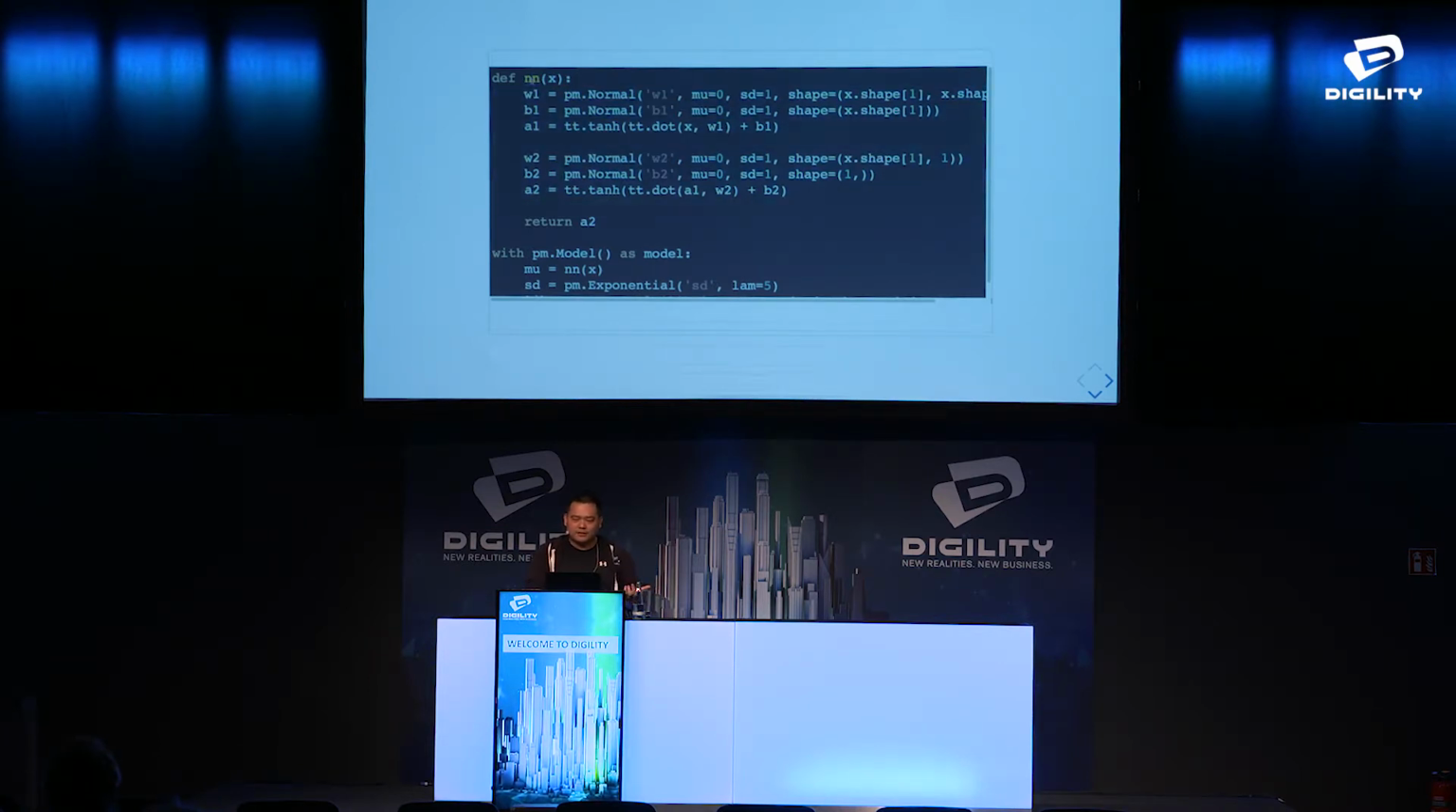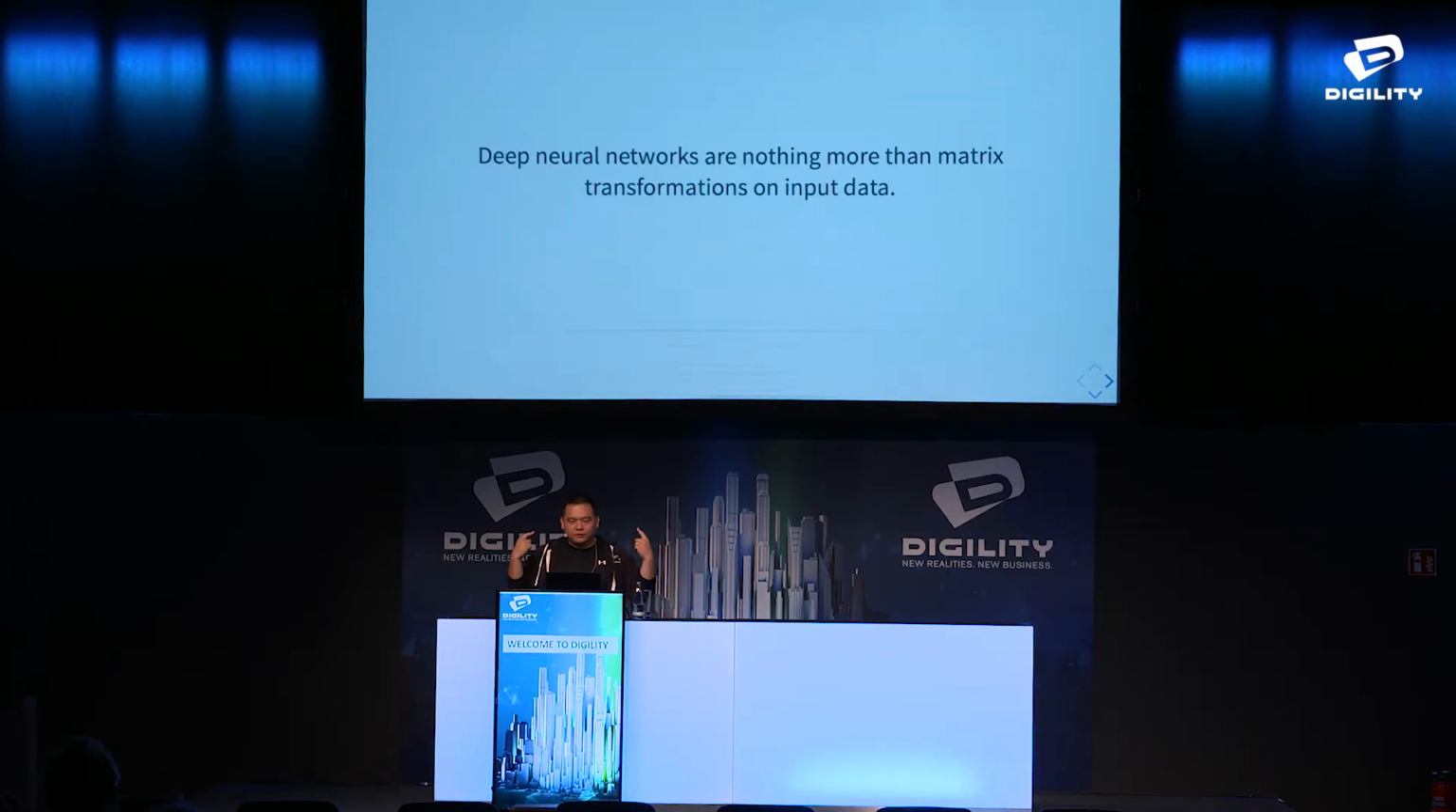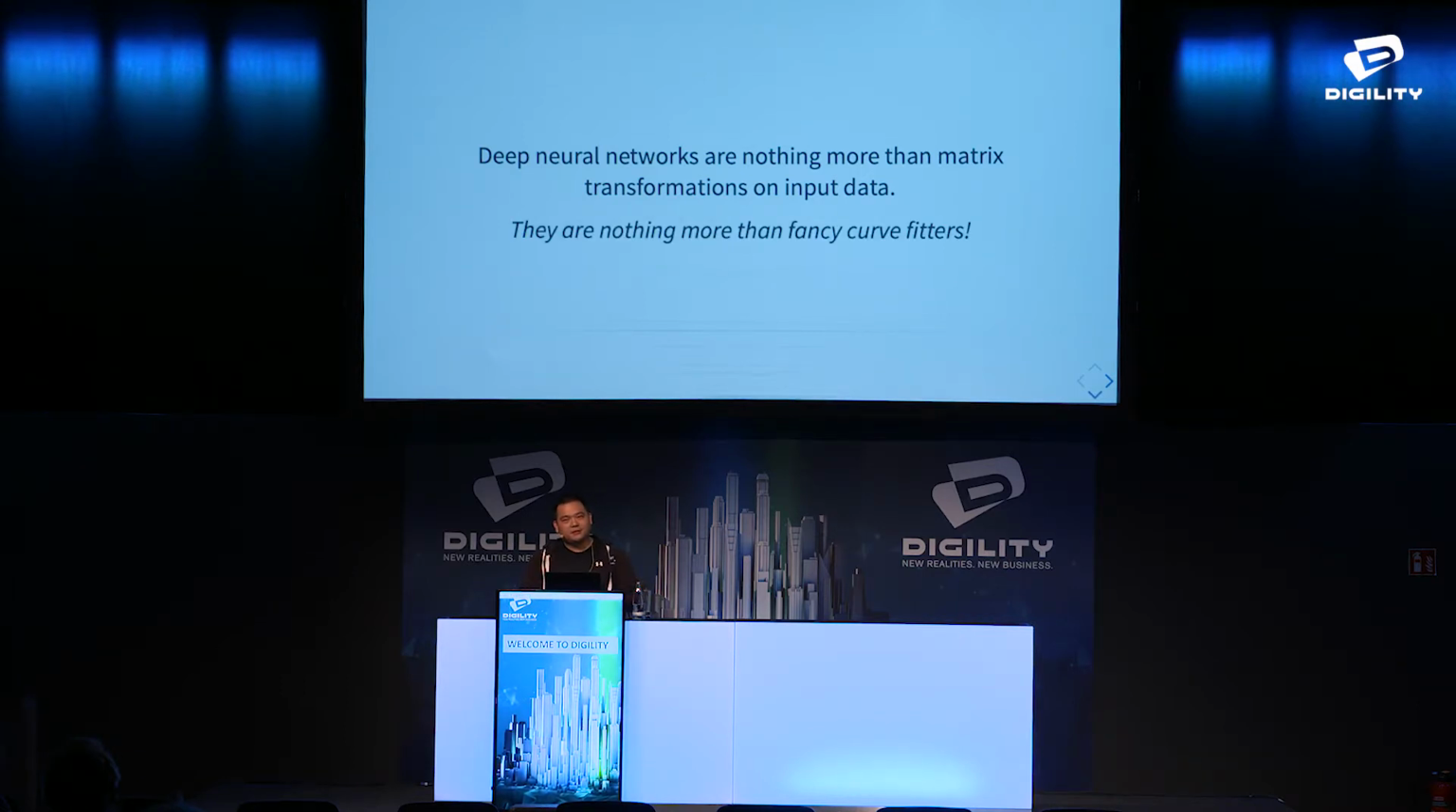And so with PyMC code, this is a neural network function. It takes in our data x, and it subjects it to a series of transformations as listed by the two lines that I'm highlighting. Just those two lines over there. And the other lines of code express that we are unsure about the exact value of the W's and B's that are important for making our predictions, and so we put probability distributions on them. And that's all it is. That's all a neural network is. And so as you can see, the neural network becomes a link function between our data and our output distribution parameters. That's it. Okay? So deep neural networks are nothing more than matrix transformations on input data, and they are nothing more than fancy curve fitters.